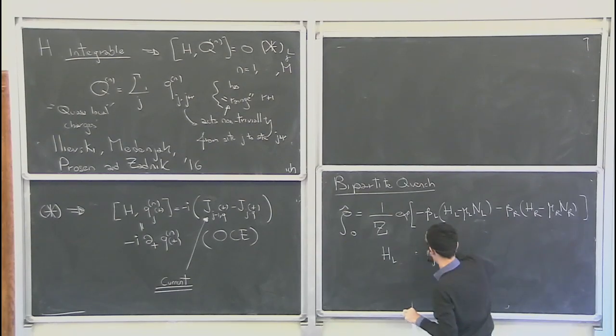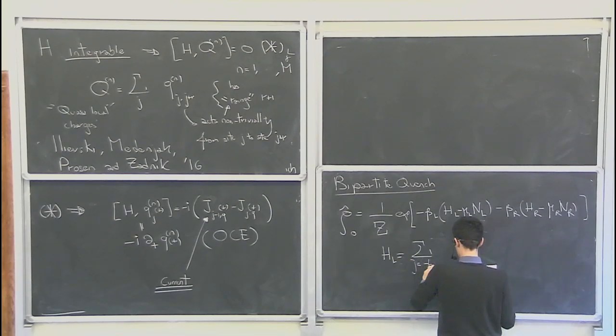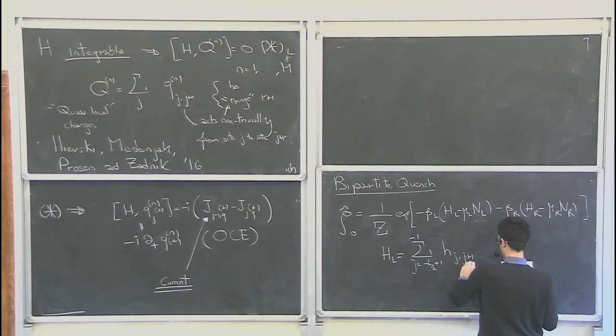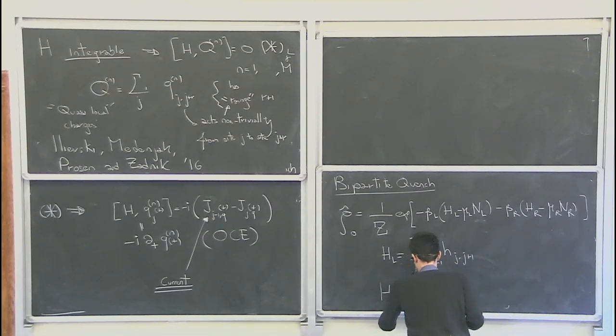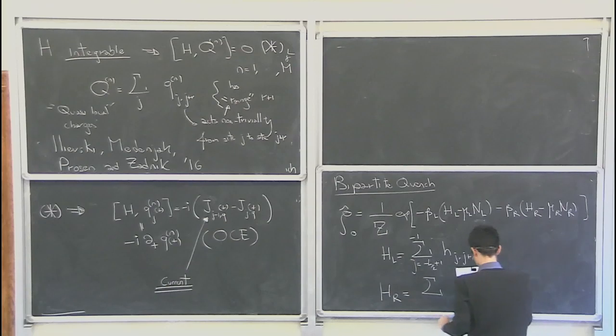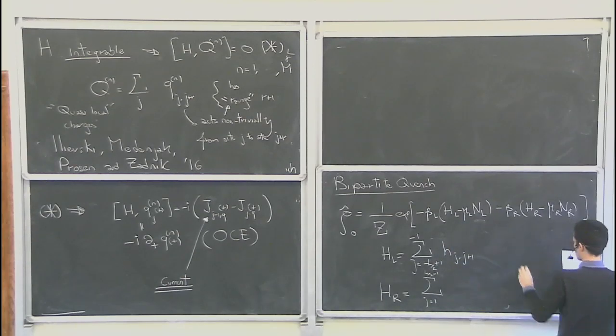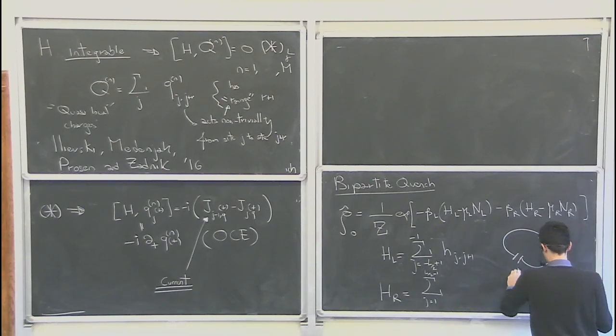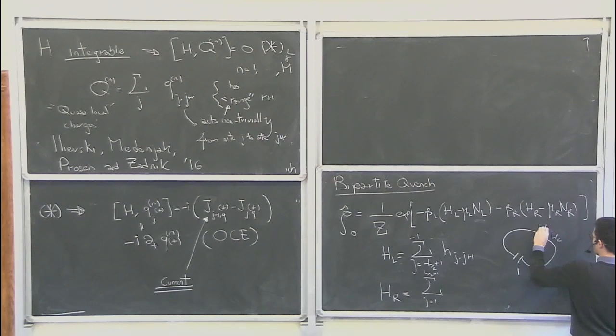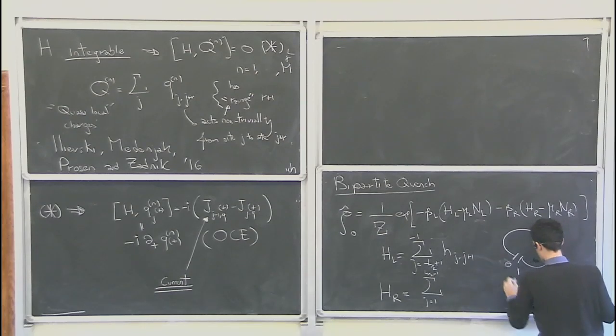So let me write explicitly one of them. H_L is just the sum over j that goes from minus L over 2 plus 1 to minus 1 of h_{j,j+1}. And H_R is just the sum over j that goes from 1 to L over 2 minus 1. So basically, I take my chain divided in the following way. This is 1, this is L over 2, this is minus L over 2 plus 1, and this is minus 1. Sorry, this is 0. Okay?